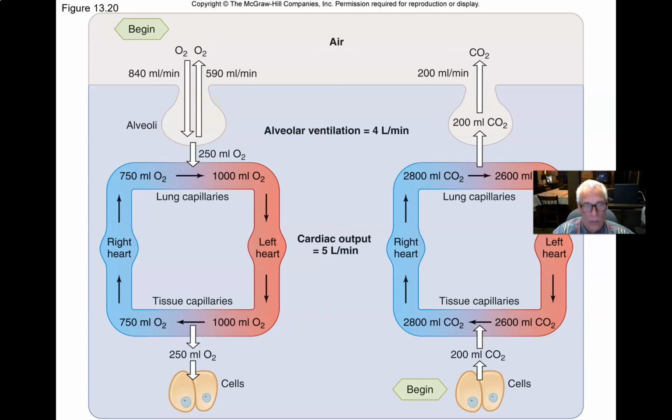About 250 mils of oxygen is taken up in the blood per minute, and then that oxygen circulates through the systemic circulation to all the tissues of your body for their use.